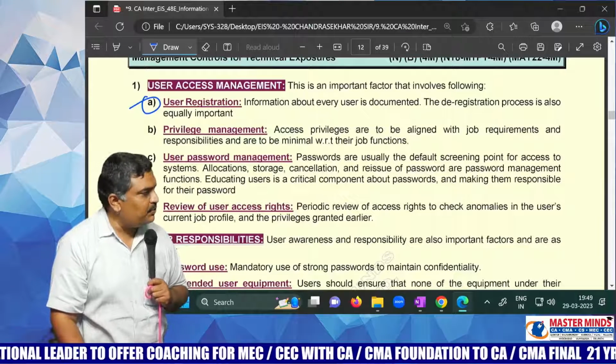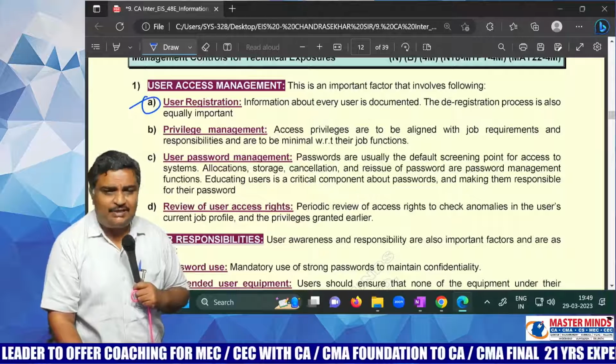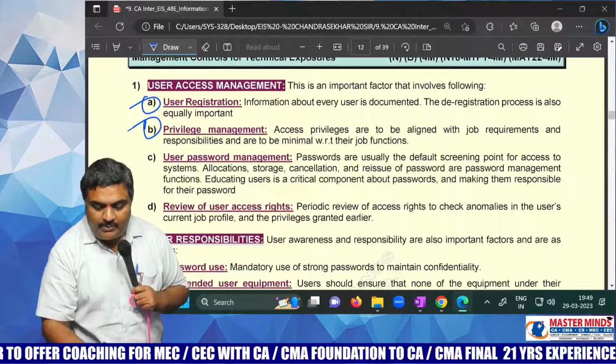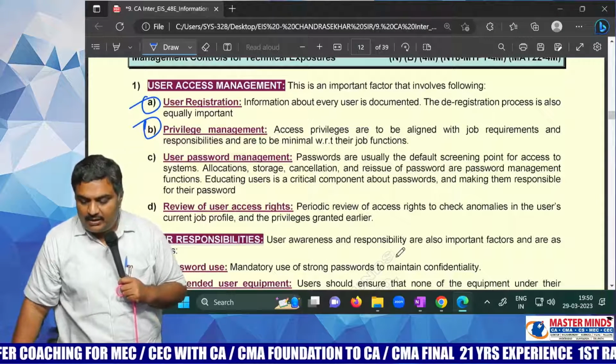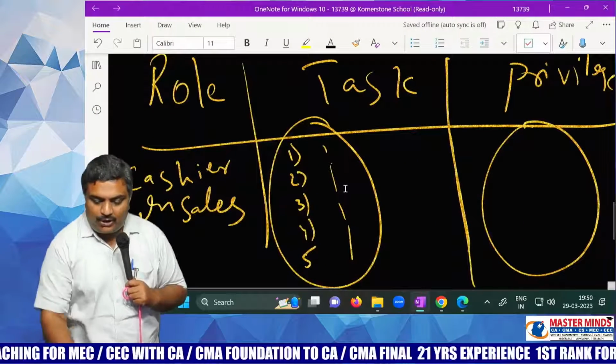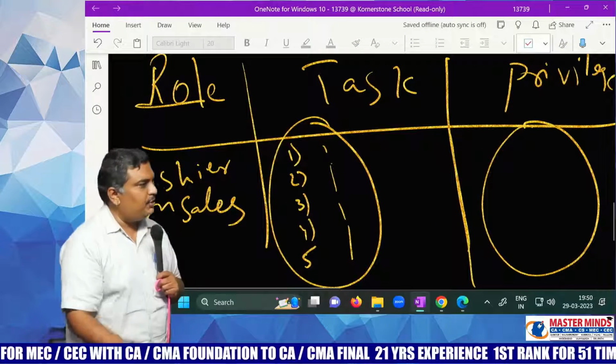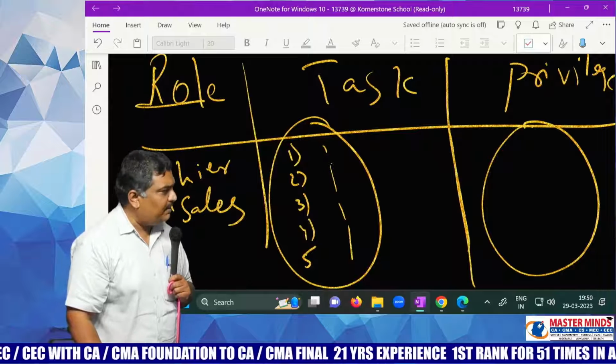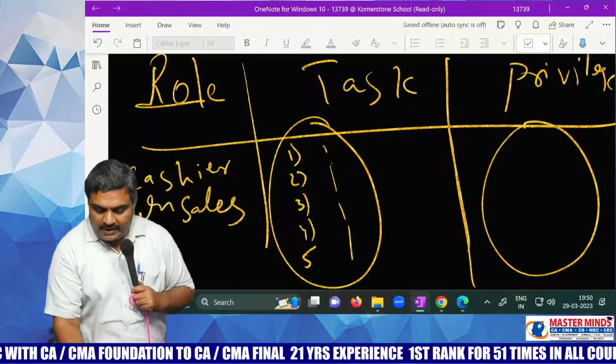User registration means what? Your name, your age, your location, all these details are taken. Then you will be given privileges. Privileges means what? In a table like this: what is your role? Joined as a cashier. In which department? Marketing department. Okay. Cashier in sales.